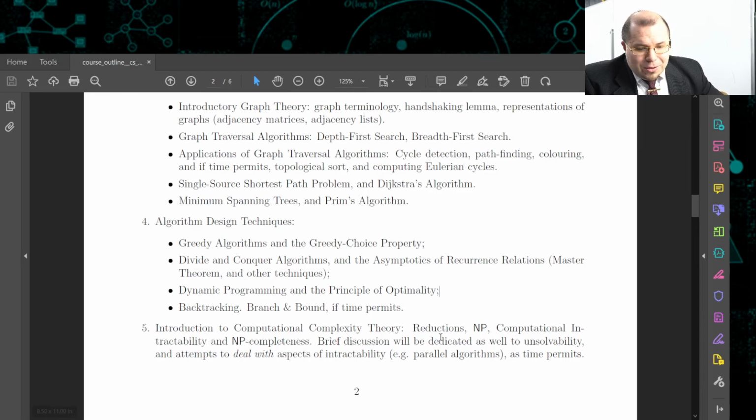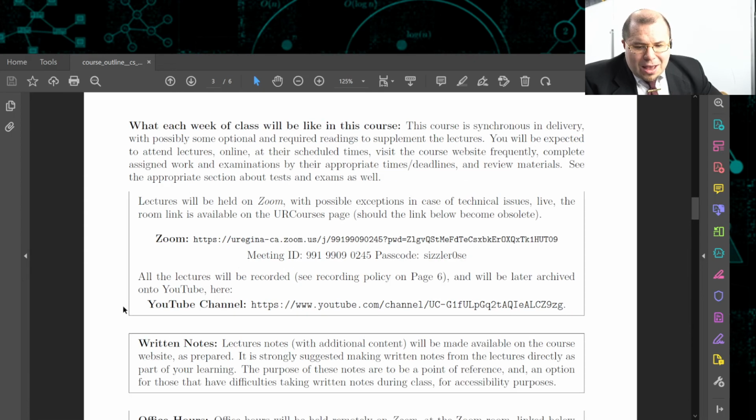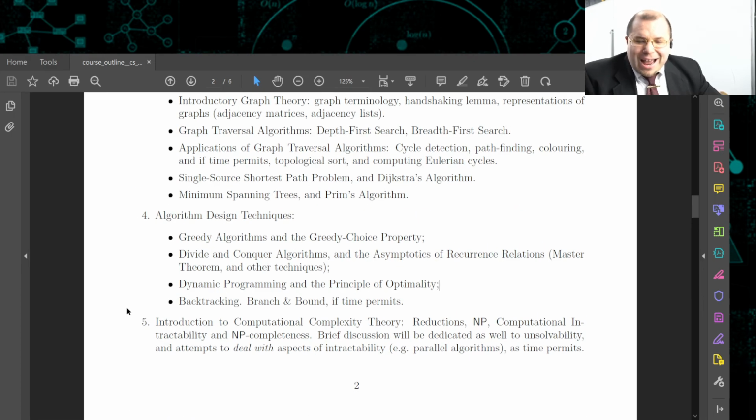And finally, the thing we'll end off with at the end of this course is talk a bit about complexity theory. In particular, we'll talk about this thing called NP completeness and this idea of intractability. What does it mean for a problem to be hard to solve? So we'll talk all about this in this course. And depending on how much time we have, I might get you to read a little bit on parallel algorithms. It's a little bit of a basic thing.